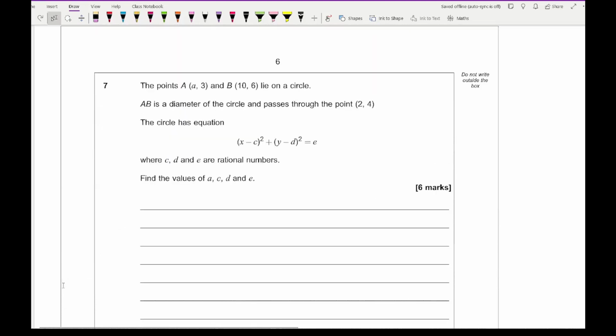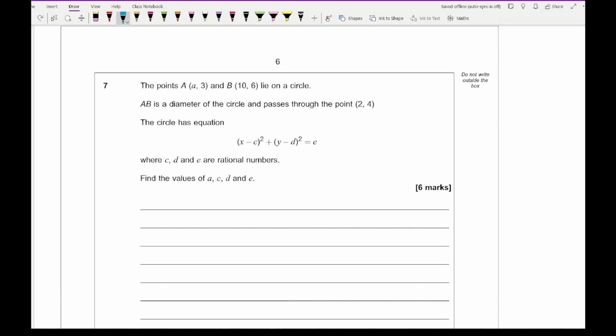Then moving on to question 7, it says that the points A, which has a coordinate of (3, 4), and B, which has a coordinate of (10, 6), lie on a circle. AB is the diameter of the circle, which passes through the point (2, 4). The circle has an equation, where C, D and E are all rational numbers, and the question is asking us to find the values of A, C, D and E.